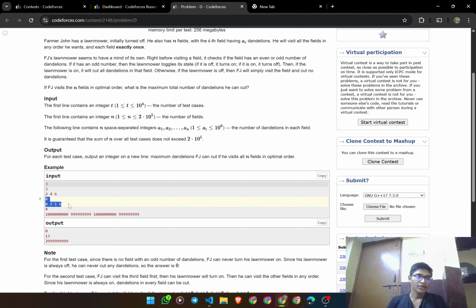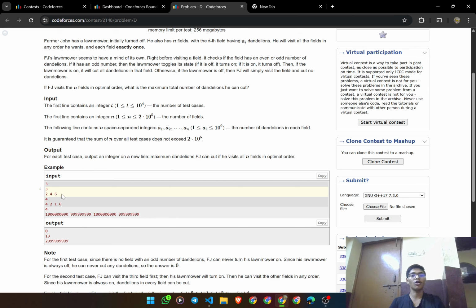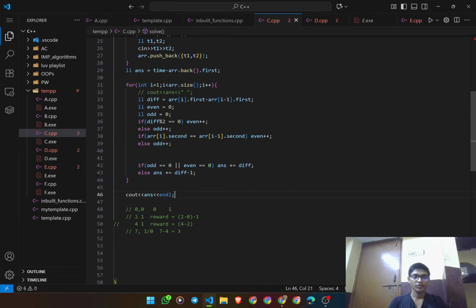The harvester can be turned on or off when it has an odd number of dandelions in its field. Here the fields don't have any odd number of dandelions, so the harvester cannot start and cannot cut the crops of any field. Now, if one odd is given, he will start the harvester and cut all the crops again.